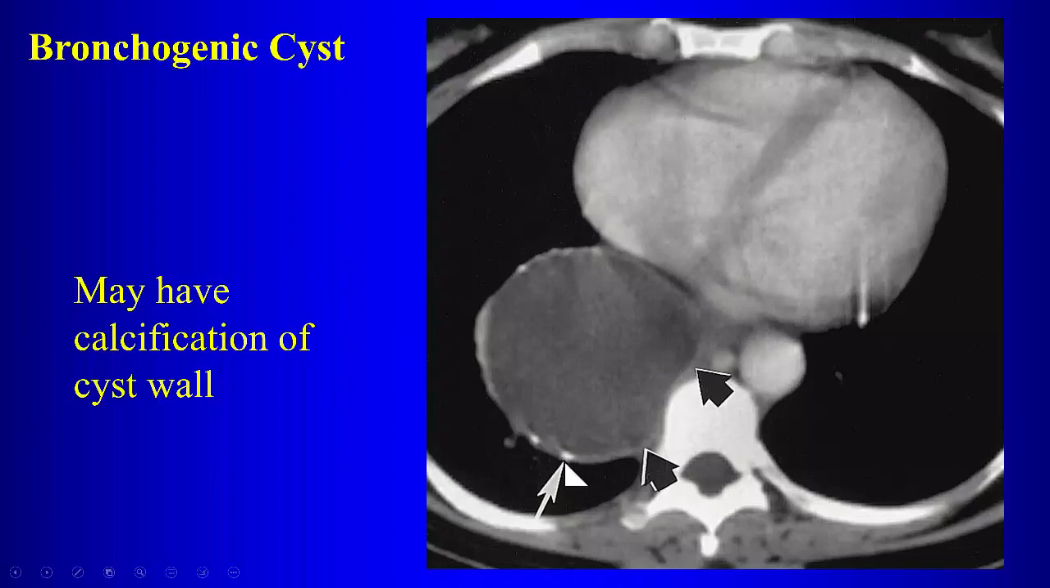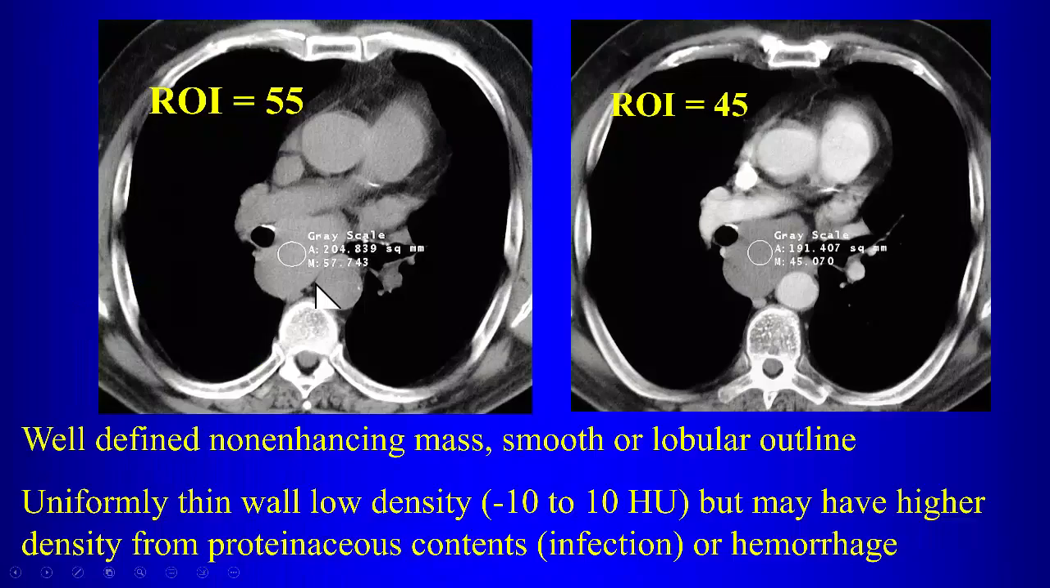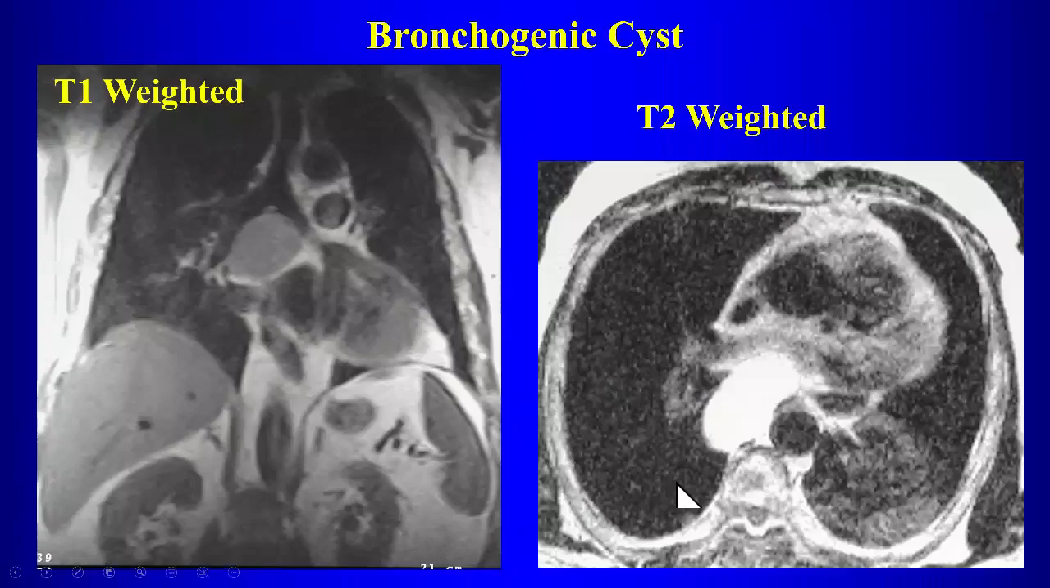Other unusual appearances, sometimes you might have some calcification along the cyst wall. We can also see that with a bronchogenic cyst. This is a high attenuation bronchogenic cyst. These can be high in attenuation on non-contrast CT because they might have proteinaceous fluid. So you can have a high attenuation lesion like that, and that's why it's important to do pre and post contrast. It will not enhance after you do contrast, as in this example.